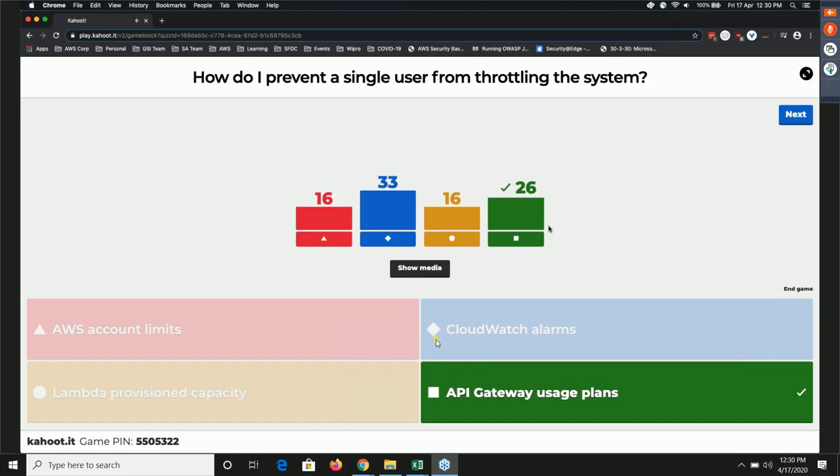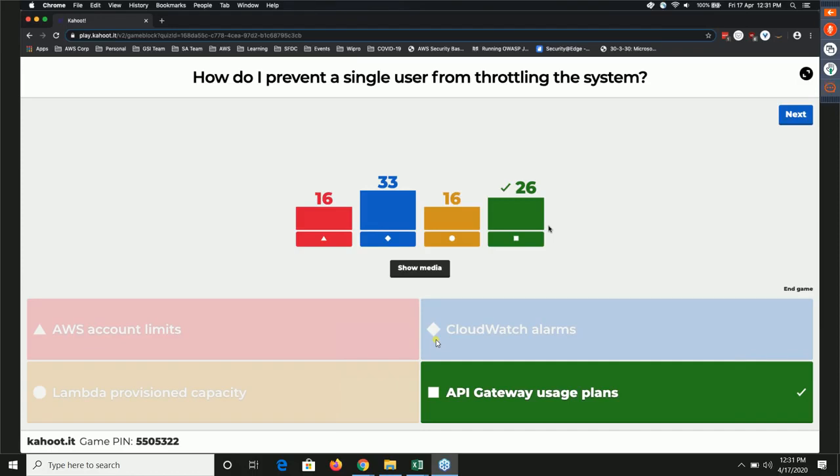The right answer is API gateway usage plans. You can also call them quotas if you will. But AWS account limits are for service-wide limits, and some of them are soft limits. They can be increased. So, for example, you might have 1,000 concurrency for functions in a given region. But again, that's a soft limit you can increase. Cloudwatch alarms help, but they do not prevent a single user from throttling. They just provide you the data that you can use to do automation around it. But that by itself is just more of a notification function.